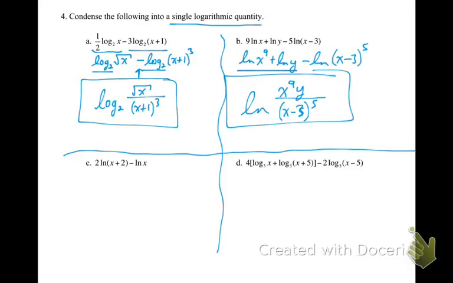Okay, letter C. So I'm going to combine them after we find out what we get after using the exponent property. So we get natural log of x plus 2 squared plus natural log of x. And then we have the subtraction, so it means we have to use the division property. So we have natural log of x plus 2 squared all over x.